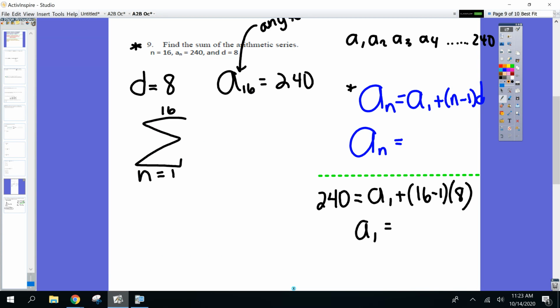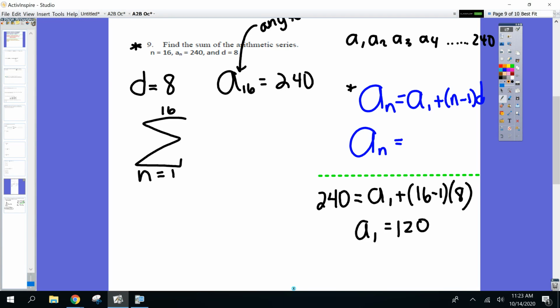I just did 16 minus 1, then you do 15 times 8, and you get 120. Is that the first term, 120? Actually, yeah, 120, because it's 240 minus 120. Okay. Yeah, Anna thought you were wrong. You just put her in her place. Good job. 120. Everyone's all right?